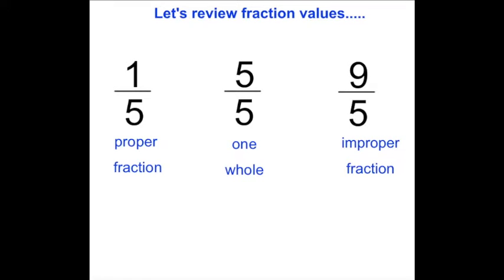Here I have a proper fraction, a fraction that represents one whole, and an improper fraction. Think about which of these is the largest value and which of these is the smallest value. Our proper fractions represent values less than one whole. If your numerator and denominator are the same digit, that represents one whole, and then improper fractions represent fractions larger than one whole. You can also represent improper fractions as mixed numbers. So think about these values as we apply them to multiplication scenarios.